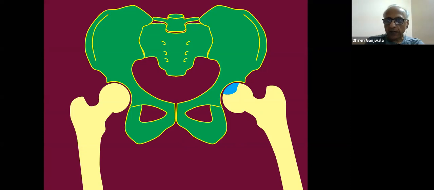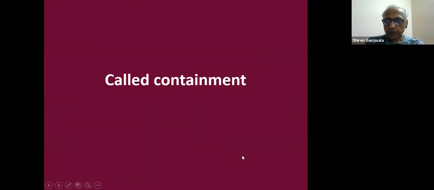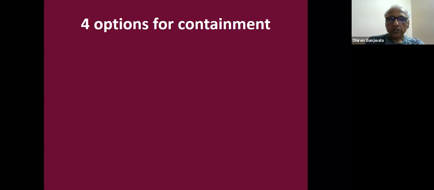You can see that when the hip is abducted, the normal bone comes under the weight bearing area and the loading over the affected area is reduced. So this process, like taking the hip into abduction, is called containment. So that's the concept. Based on that, there are various options available to us. So there are 4 options for containment.